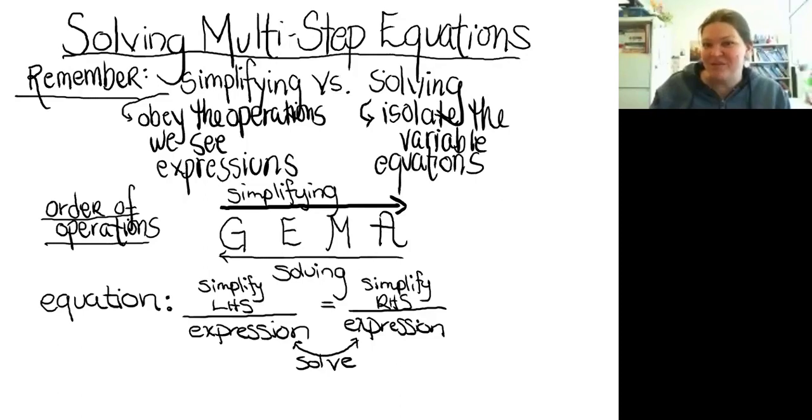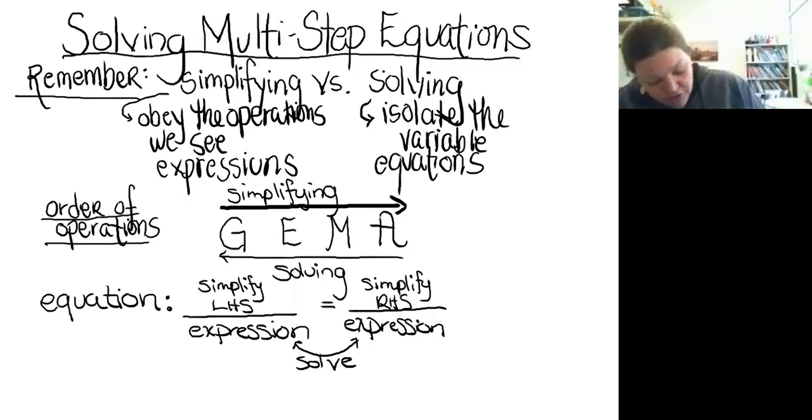Not the same methods, but these are linear equations when there's no exponent on the variable. So this will always work for us. We can simplify the left-hand side, we can simplify the right-hand side, and then we solve. So that will be our big idea. The big idea is your life is going to be easier if you simplify before you solve.